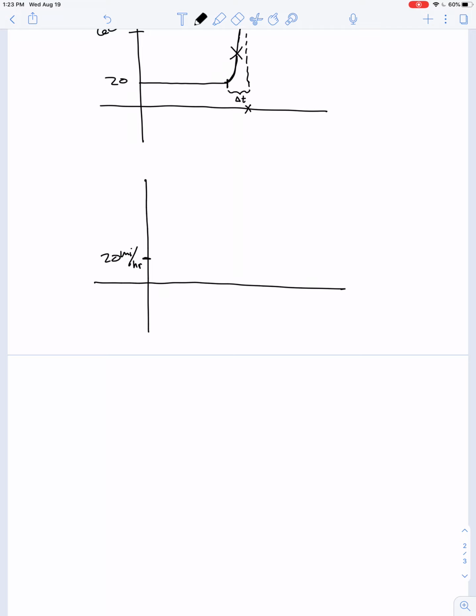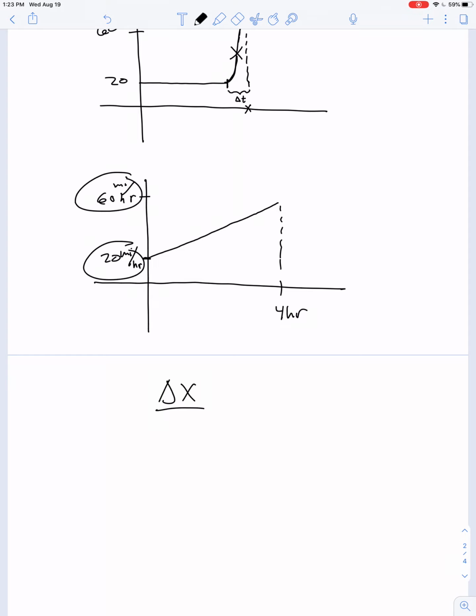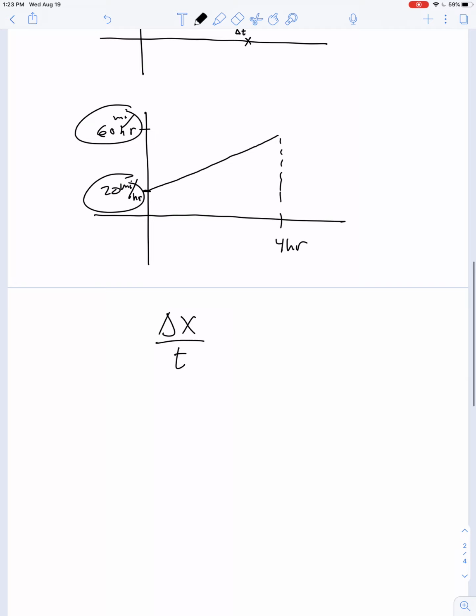pedal, going from 20 miles per hour up to 21 miles per hour, up to 22 miles per hour, and so on. You see where I'm going with this. So that it takes a total of 4 hours to make the increase from 20 miles per hour up to 60 miles per hour. In that case, would we get the same result by calculating delta x over t as we would if we just took the initial velocity and added the final velocity and divided by 2? How do these two answers compare?